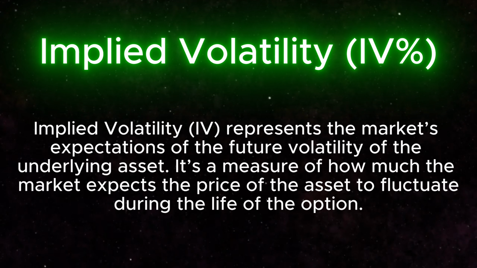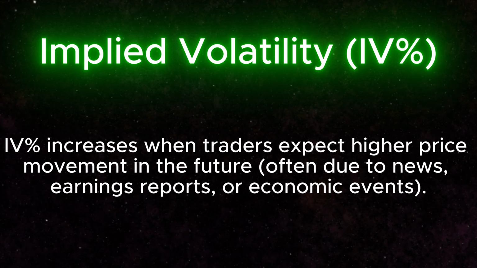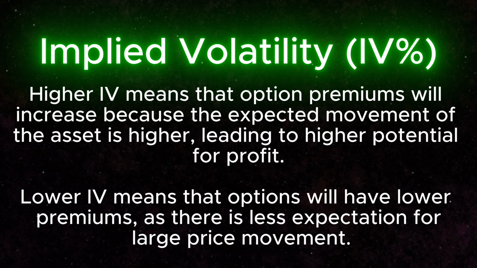How does implied volatility affect the pricing of options? Implied volatility, IV, represents the market expectation of the future volatility of the underlying asset. It is a measure of how much the market expects the price of the asset to fluctuate during the life of the option. IV increases when traders expect high price movement in the future, often due to news, earnings reports, or economic events. Higher IV means that the option premium will increase because the expected movement of the asset is higher, leading to a higher potential for profit.